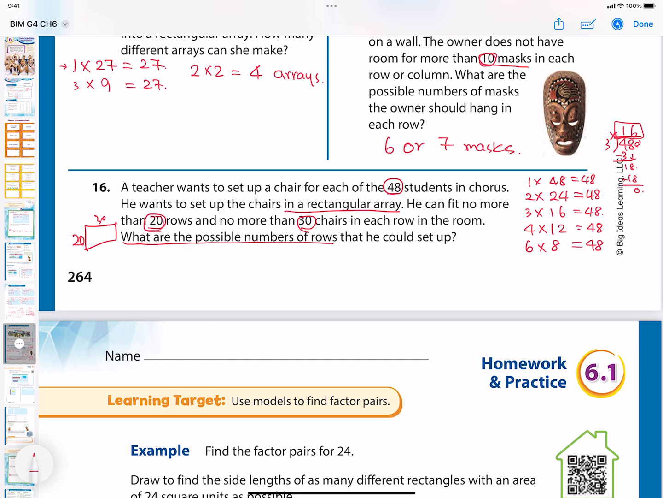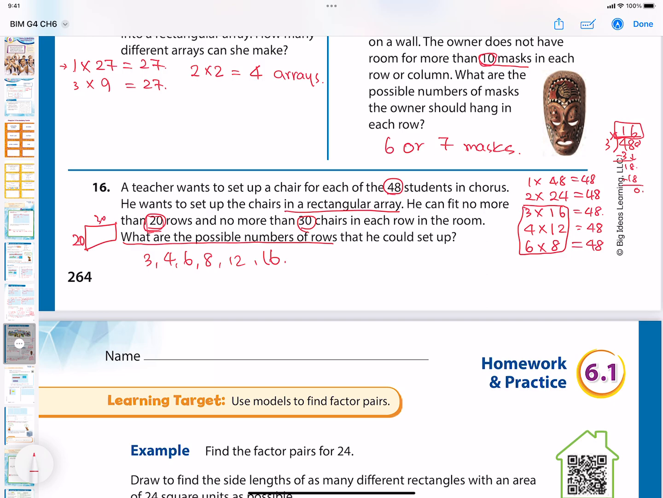Okay, now we have to find no more than 20 rows. So look at this. You see that here? 16 is less than 20. All right, so the answer will be 2, 3, 4, 6, and I'm going to write them down least to greatest, 12 and 16. Okay, all right, that's it.